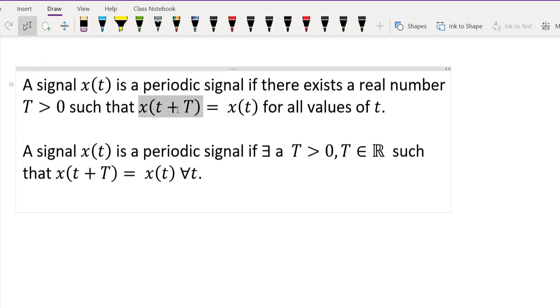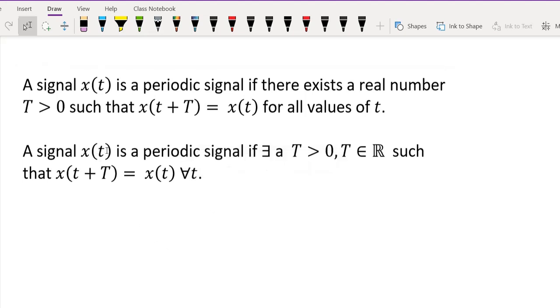And x of t plus capital T is equal to x of t for all values of t, right? So again, because this phrase comes up so often, there is another symbol for that, and that symbol is here, like this. So this means for all values of t. We can be a bit more specific here.